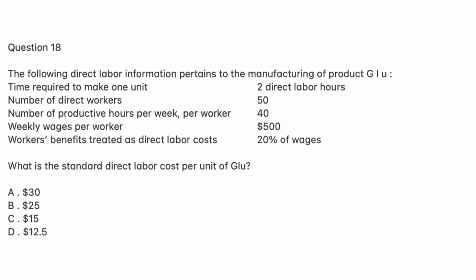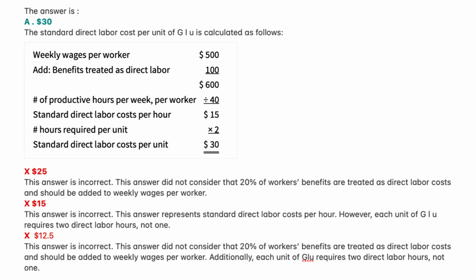$25. C. $15. D. $12.50. The answer is A. $30. The standard direct labor cost per unit of GLU is calculated as follows.